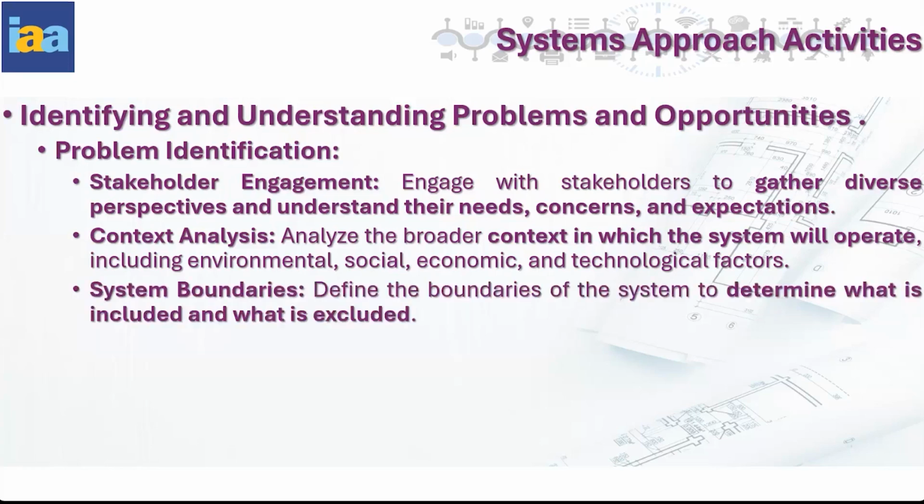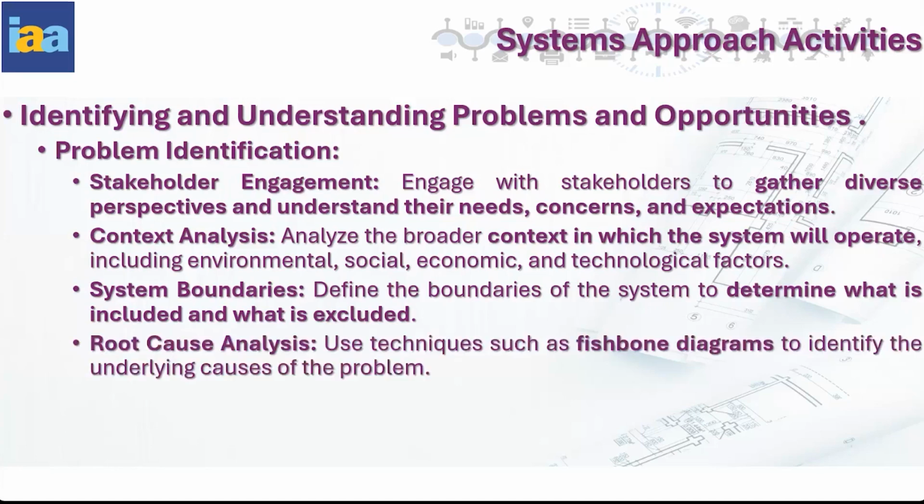And system boundaries. Here you should be very clear. Once you define the scope, 50% of the unexpected problems won't come before commissioning. So we need to decide which factors are to be included, which factors are to be excluded.